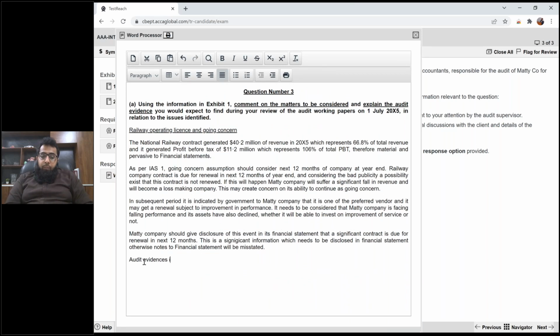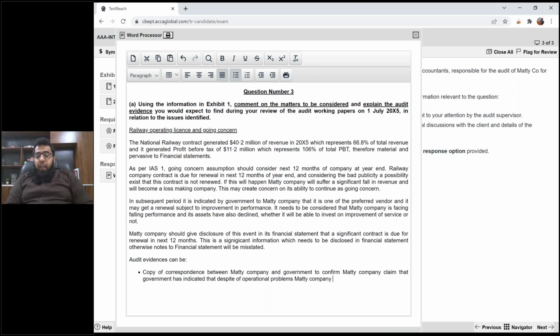Audit evidences can be, the first audit evidence which we can have is a copy of correspondence between METI company and government to confirm METI company's claim that government has indicated that despite operational problems, METI company is a preferred vendor. Because this is a very important issue, because if the claim of the management that we have got a confirmation from government is not true, then the entire company will become non-GC.